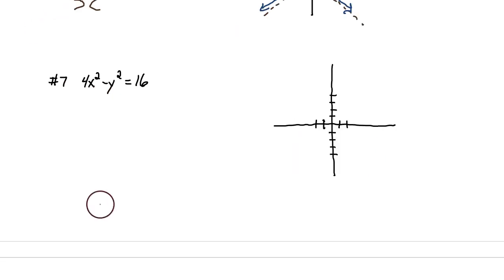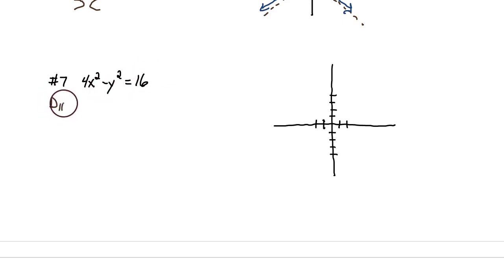Number 7, what form does this fit? Well, it's got x squared and y squared, so it has to be a circle, an ellipse, or a hyperbola. It can't be the parabola. It has a minus sign, so I'm thinking a hyperbola, but it doesn't have the right form because it's got to say equals 1.